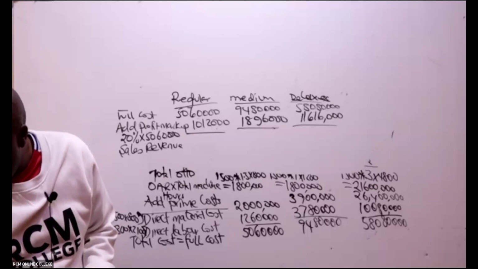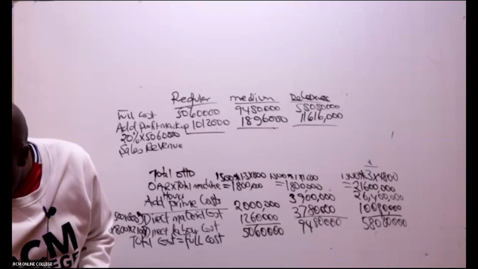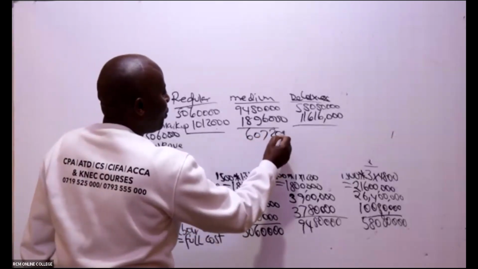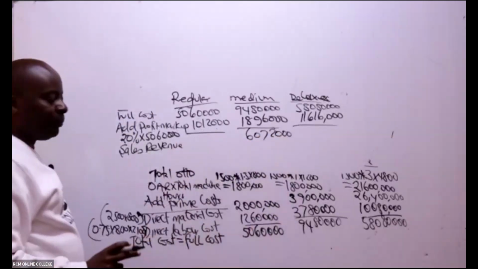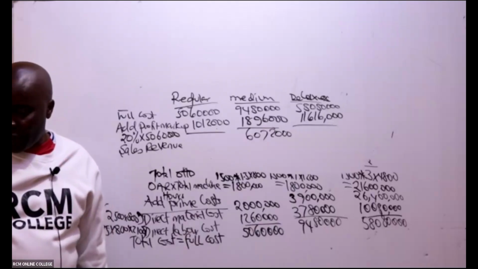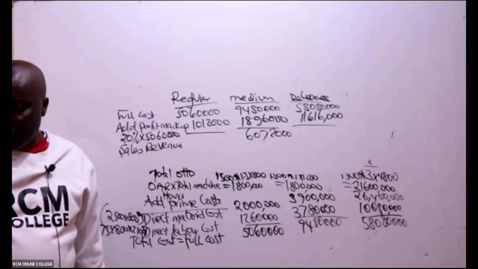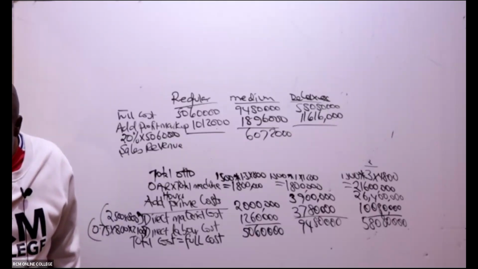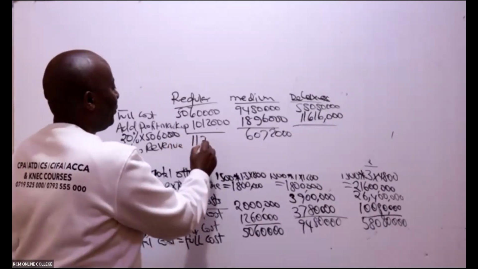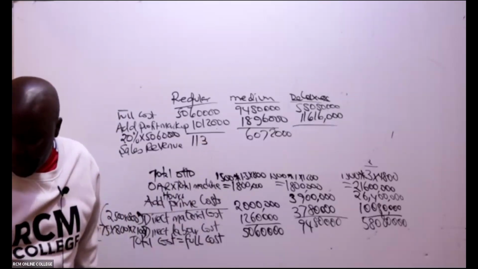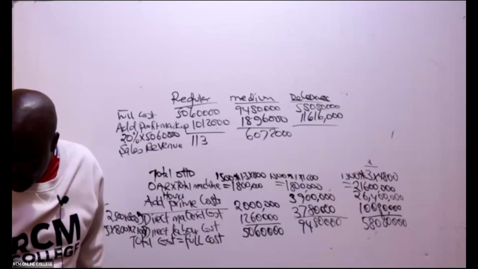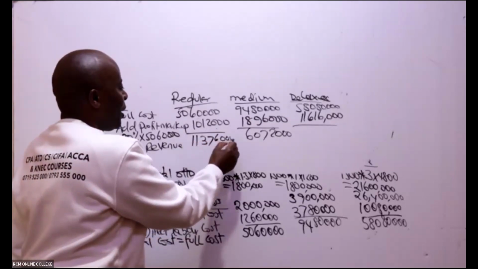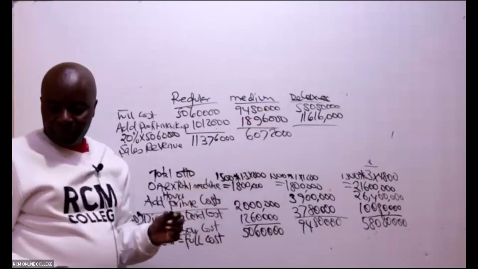So I'm being given answers here. For medium is 607,2,000. How about for regular? Sales revenue for regular. Nobody gave me for regular. 11,376,000. How about in this case here, deluxe?